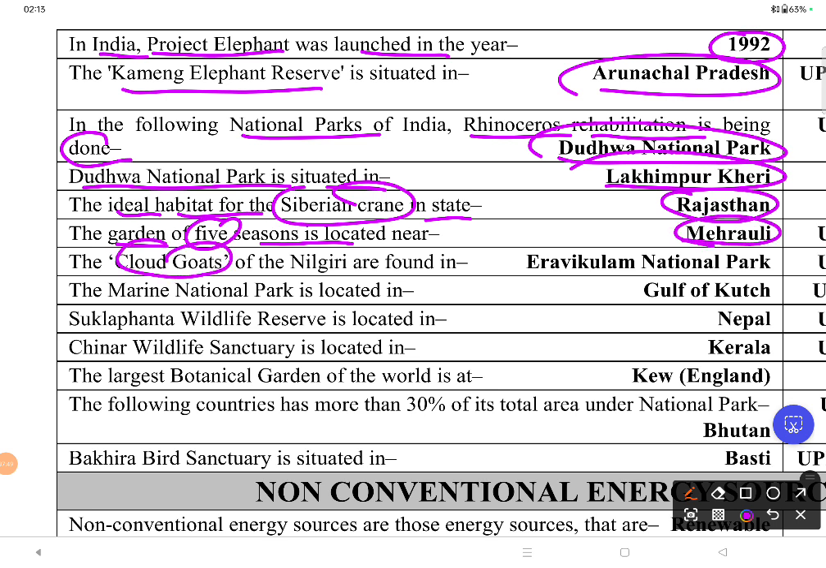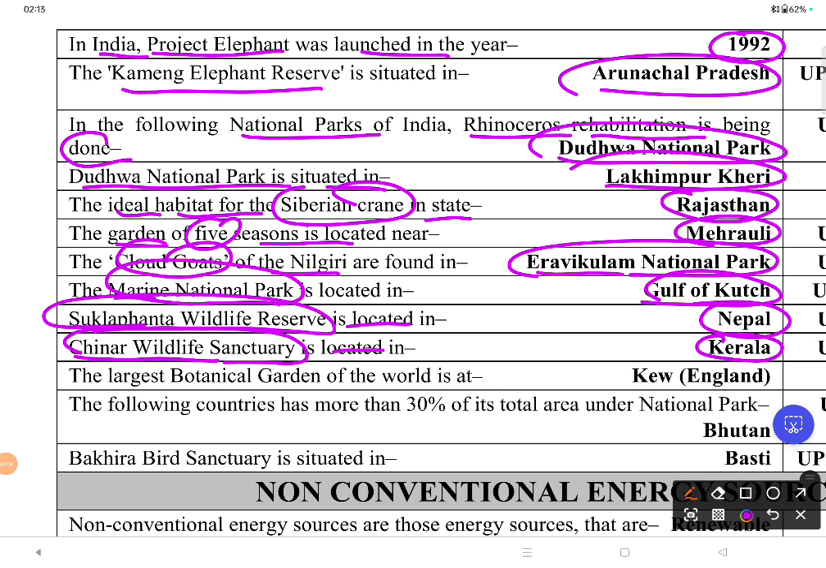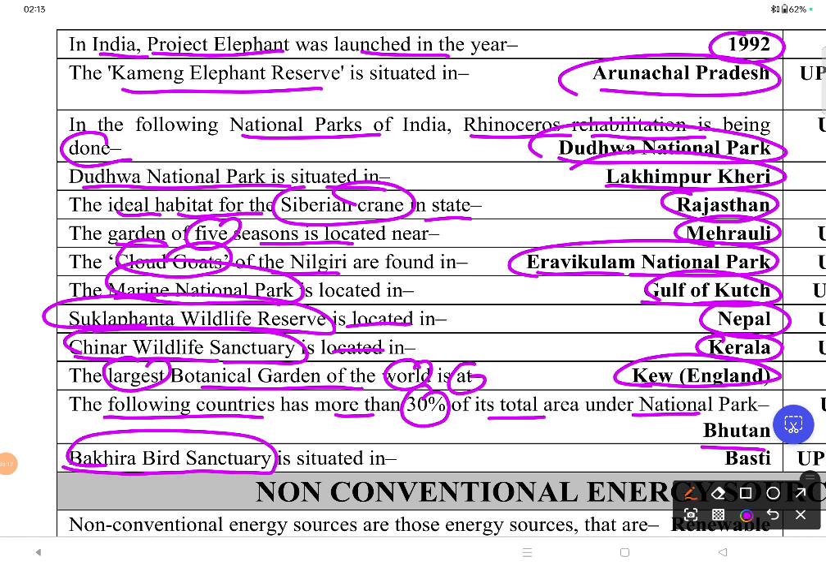Nilgiri tahr is found in Eravikulam National Park. Marine National Park is situated in Gulf of Kutch. Sughra Phanta Wildlife Sanctuary is located in Nepal. Chinnar Wildlife Sanctuary is located in Kerala. The largest botanical garden of the world is at Kew, England. The following country has more than 30% of its total area under national park: Bhutan. Bakhira Bird Sanctuary is situated in Basti.